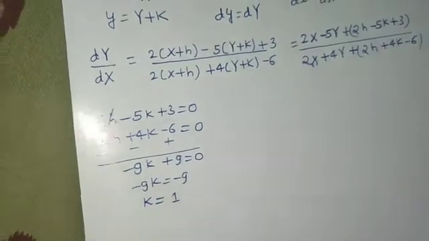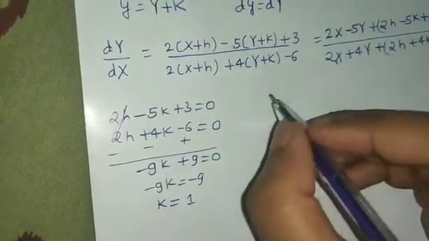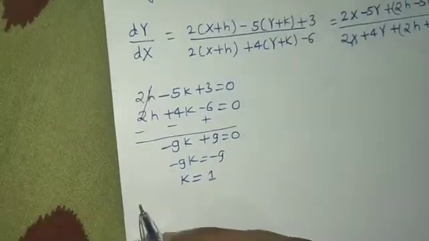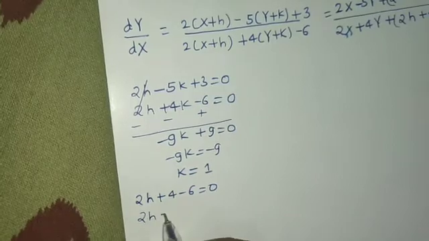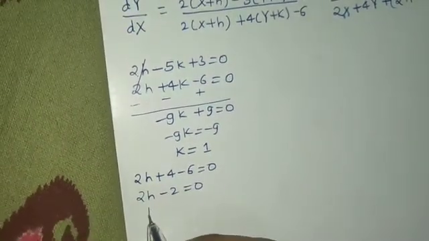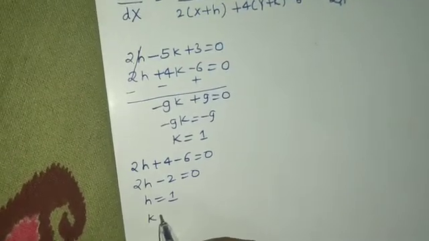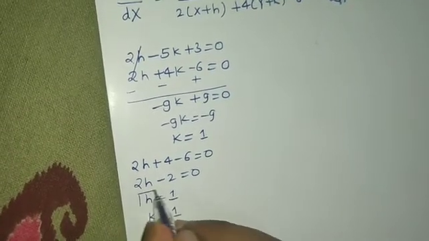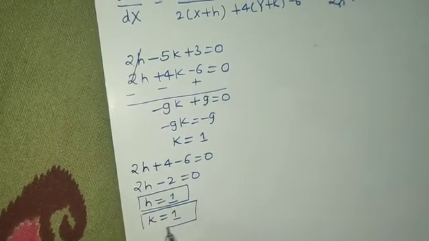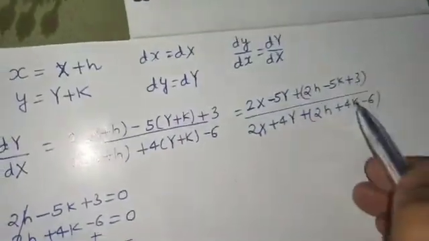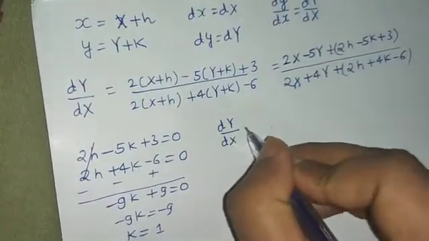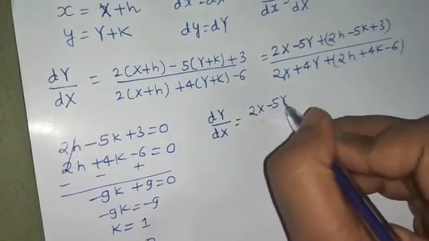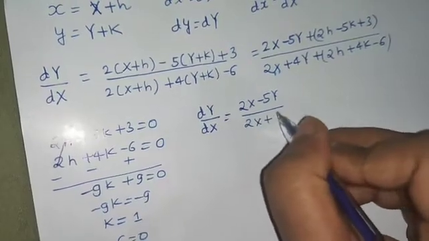Now if you put k equals 1 in any of these two equations, I am putting it in equation number 2, so you will get 2h plus 4 minus 6 equals 0, 2h minus 2 equals 0, 2h equals 2 and h equals 1. So you are getting h equals 1 and k equals 1. We will use these values in the end, so let's keep them with us. Now once you put h as 1 and k as 1, these brackets become 0 and our equation reduces to dY by dX equals 2X minus 5Y divided by 2X plus 4Y.